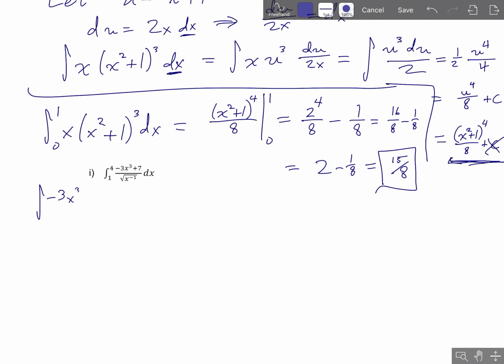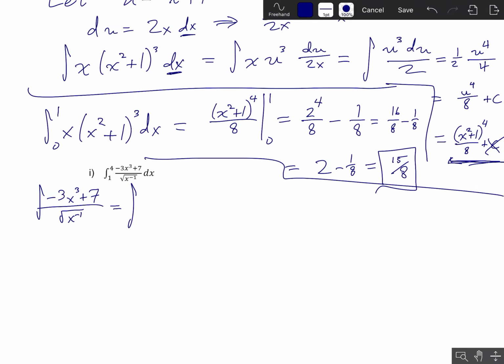So I want the antiderivative of negative 3x cubed plus 7 divided by the square root of x to the negative 1st power. Let's first focus on just trying to simplify the thing in the denominator. The numerator is nice and simple. In the denominator, I have an x to the negative 1st power, and then I'm taking a square root of that. So I'm raising that to the 1/2 power.